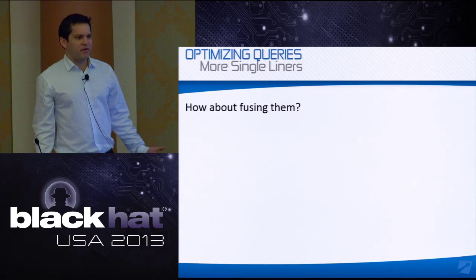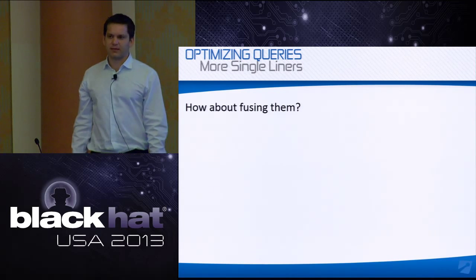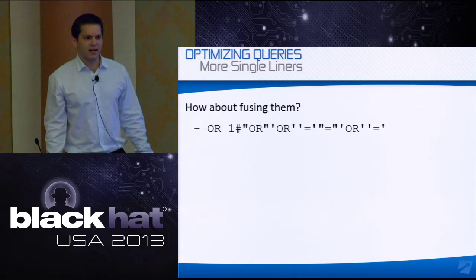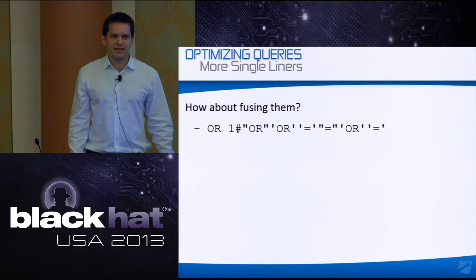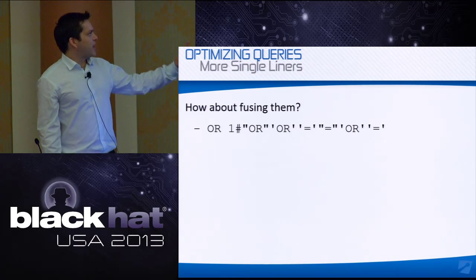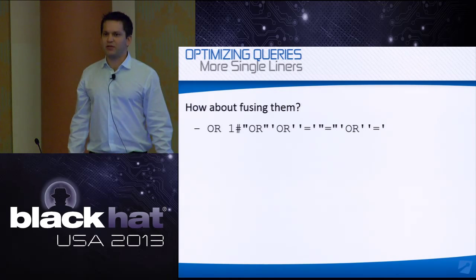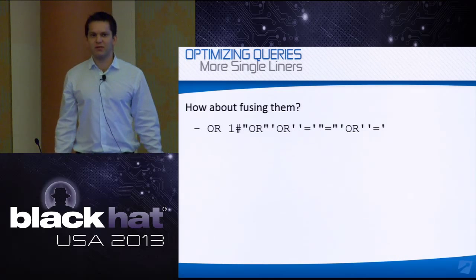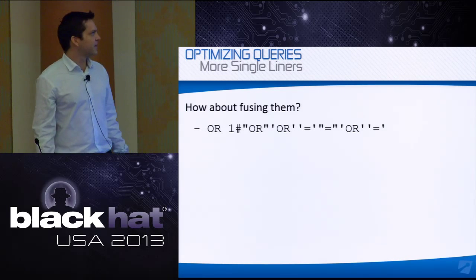So I thought, how about if we fuse these together? So this is what it looks like. Instead of doing 3 tests for each kind, I've combined these in just one. So instead of doing 1,200 requests, we can just do the 400, one for each parameter.